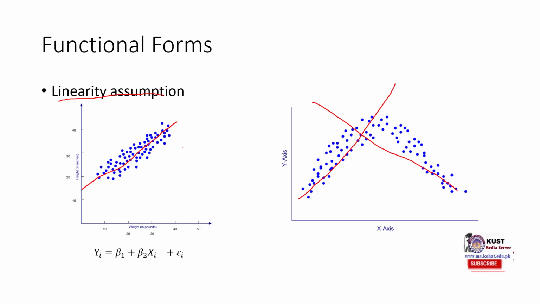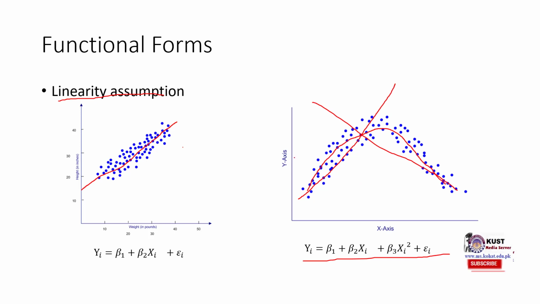So in this case, to represent this data, we need a line that would be somewhat like this. So this isn't straight, but it represents the data, and this is what we need. And this can be drawn using this quadratic equation. So in this case, the functional form has some non-linearity in it.